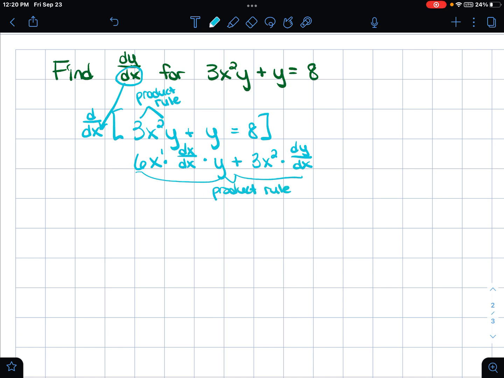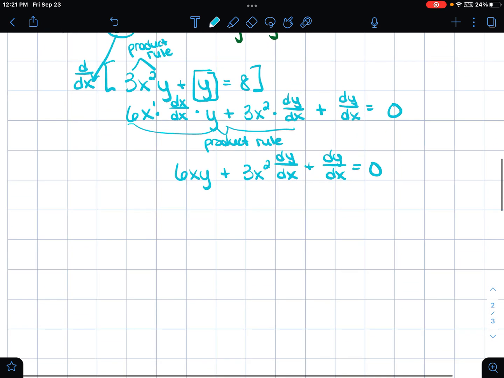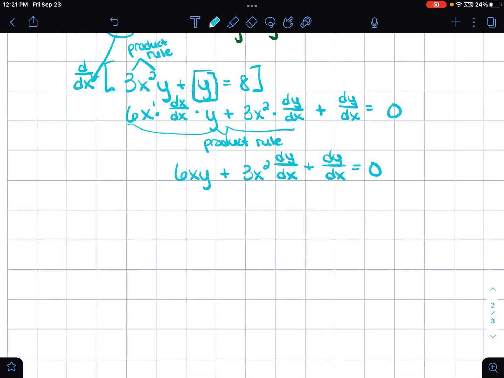Okay, now we're going to move on. We're going to find the derivative of this part. The derivative of y with respect to x is dy over dx. And the derivative of 8 with respect to any variable is still 0. Let's simplify this a little bit to make it look not so gross. So the dx over dx, that's just 1. This becomes 6xy plus 3x squared dy dx plus dy dx. Remember, our goal is to isolate the dy dx. So I'm going to move the 6xy, I'm going to subtract it to the other side.